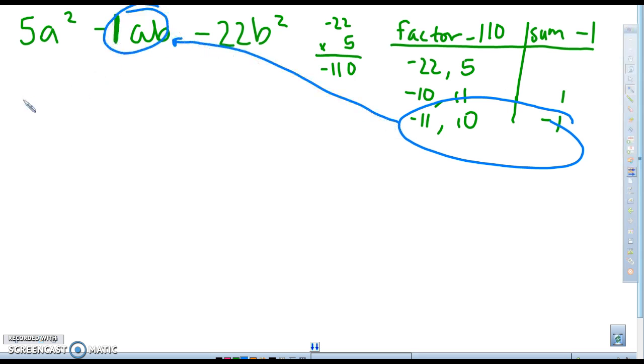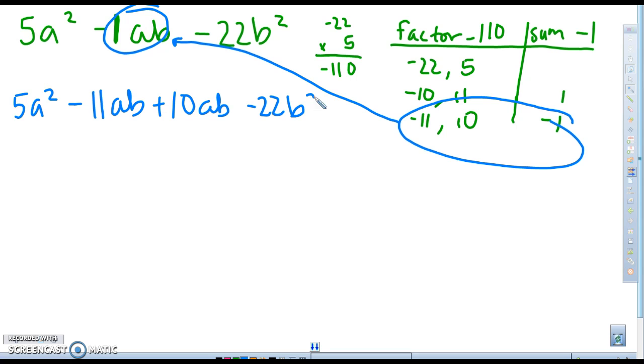And I'm going to rewrite it. So I should have 5a squared minus 11ab plus 10ab minus 22b squared. So all these other terms drop down, like the 5a squared and the minus 22b squared. This term just gets replaced with this, okay?